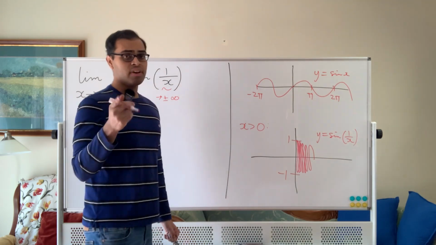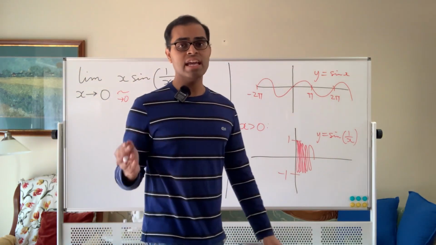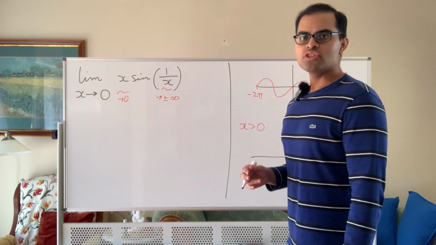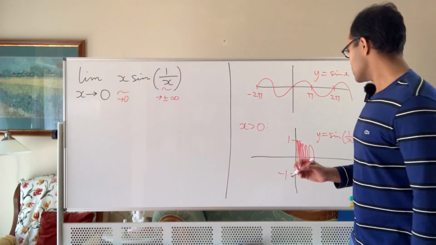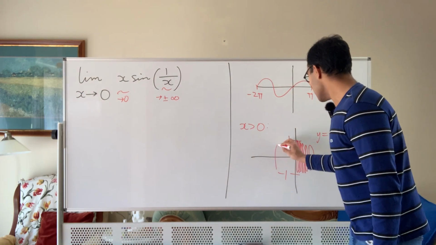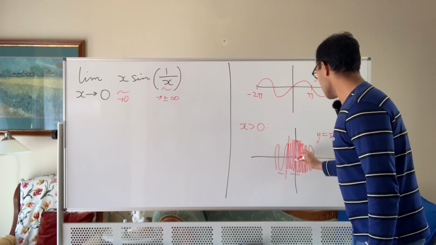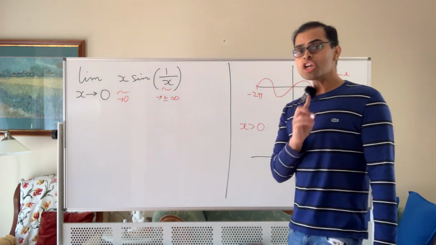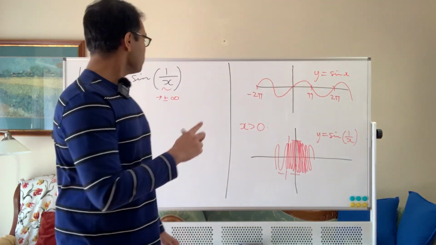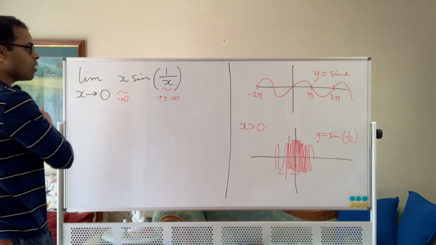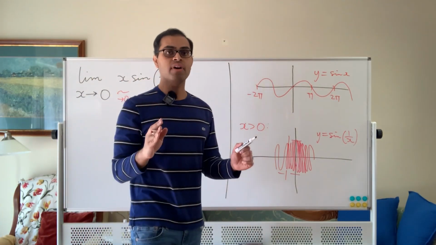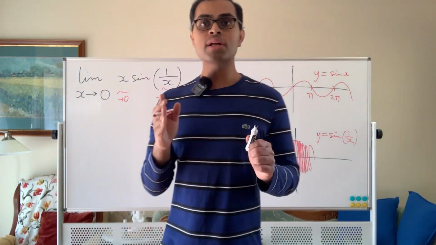If x is negative, 1 over x is going to be a big negative number. It's also going to frequently go through the cycles of sine, so we get a graph that looks like that, and it oscillates wildly. There's not going to be a value at 0. When you plug x equals 0 into this limit, it's undefined. The function is not defined at 0, and that's what's so cool about this limit.